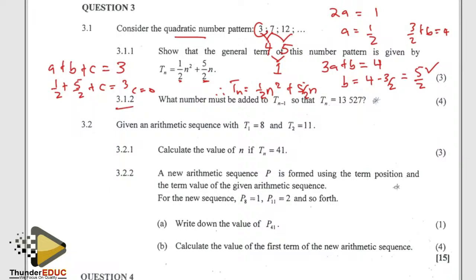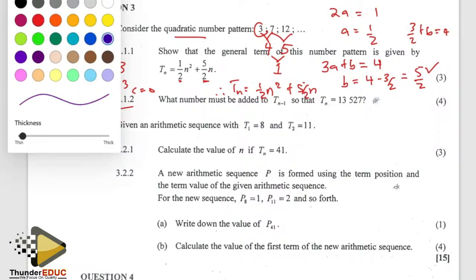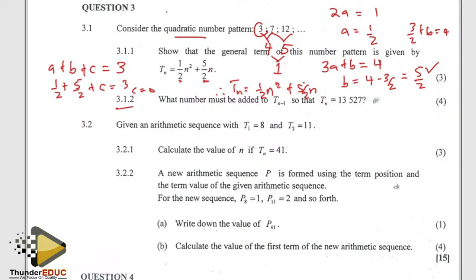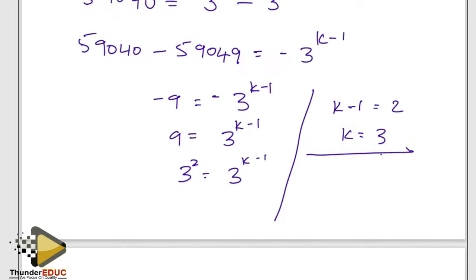Okay, then 3.1.2. What number must be added to the Tn minus 1 so that the Tn is that? Now, when you look at this question, it looks tricky, but it is simple, very direct. Remember, if you talk of Tn minus 1 and Tn, it's like these are consecutive terms, terms that are just one after the other. Let me just write this, that's on the next page. This is 3.1.2.